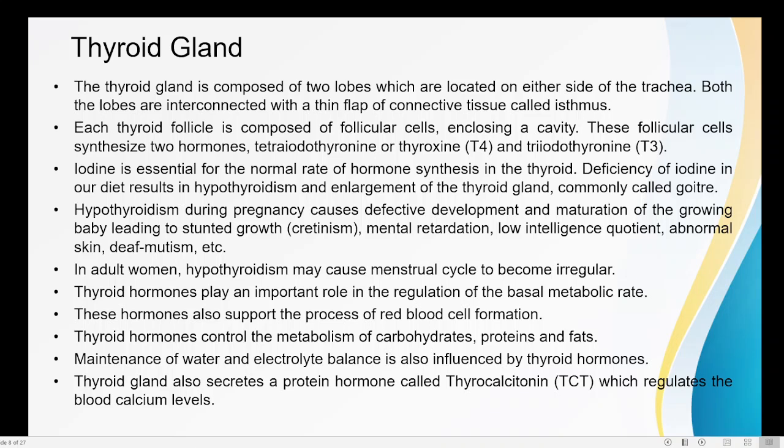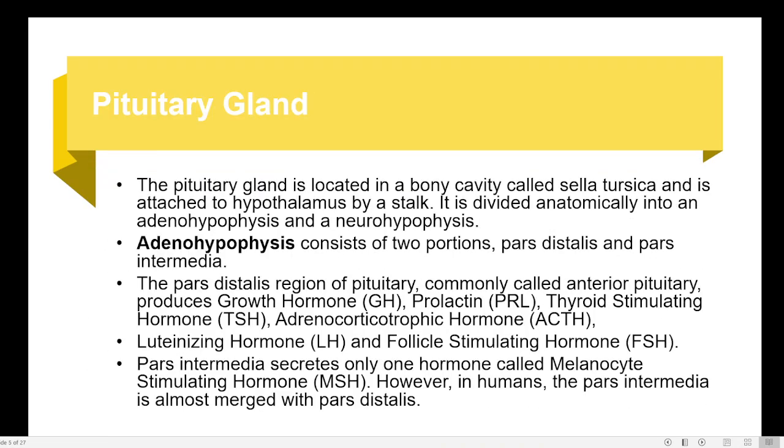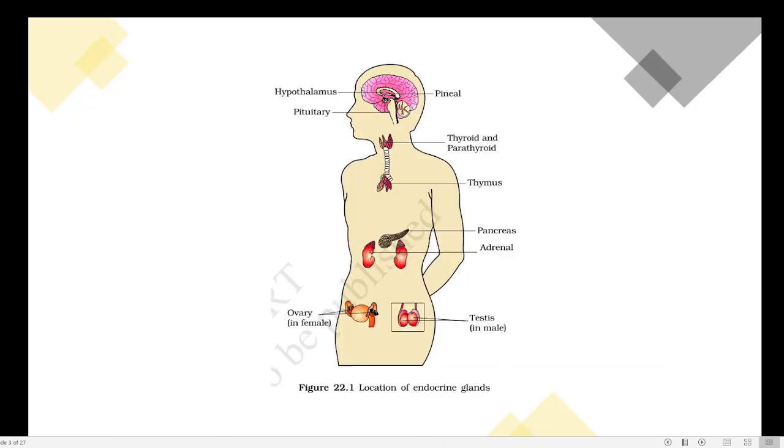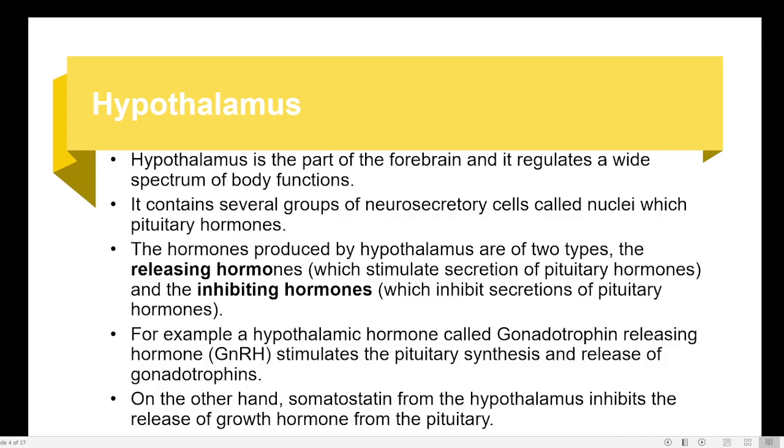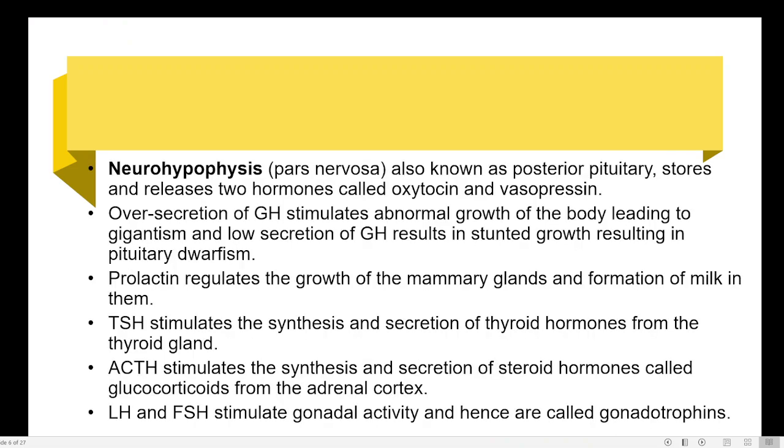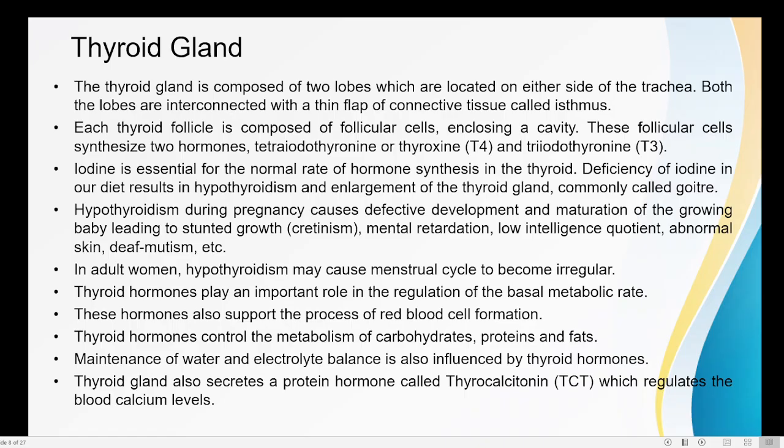So what we were studying in the last class was the general idea of what an endocrine system is and what the different types of endocrine glands are. Two such glands we have studied: one is the hypothalamus and the second one is the pituitary. Today we will go to another important gland, that is the thyroid gland.